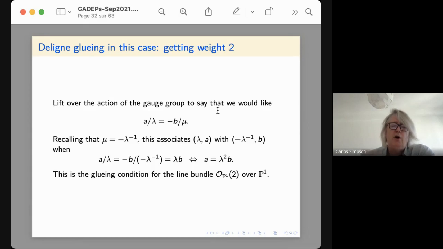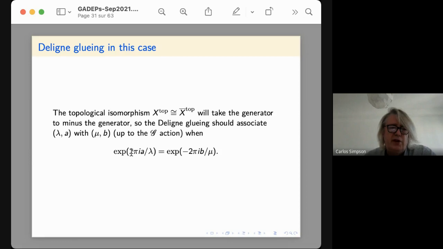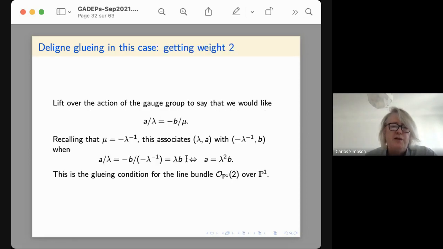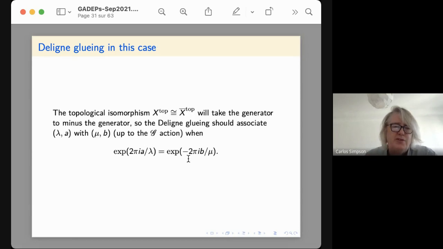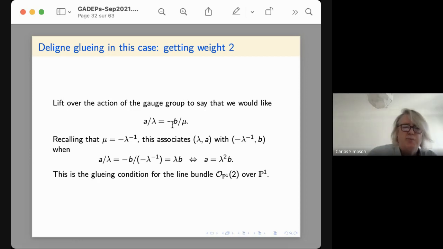And so lifting over the action of the gauge group, the action of the gauge group is telling us that different values of A here will give the same exponential. There's an obvious way of lifting over the action of the gauge group, which is just to say we would like this thing to correspond to this thing. So if we lift over the action of the gauge group, we can just say we would like A over lambda to be the same thing as minus B over mu.